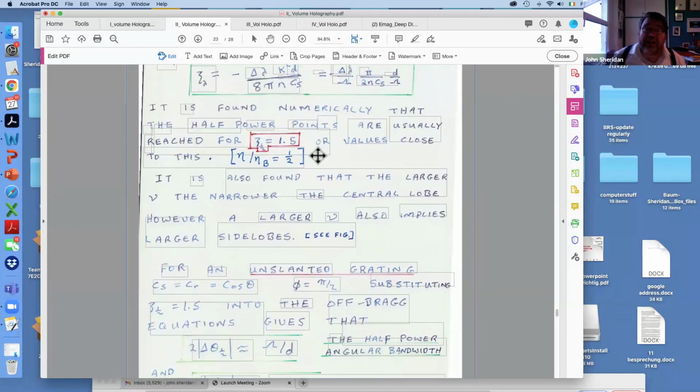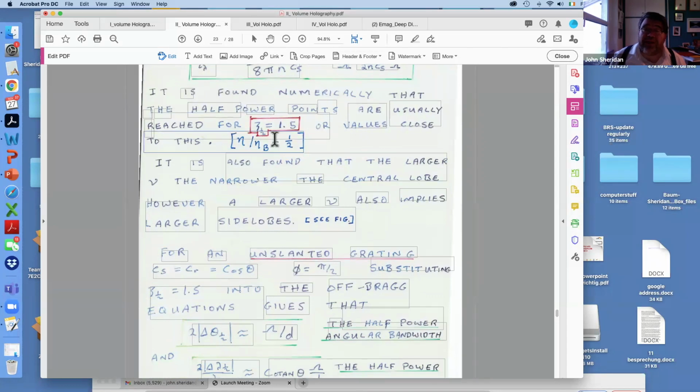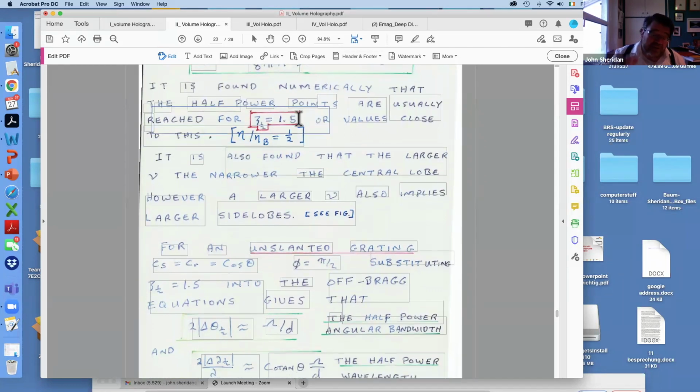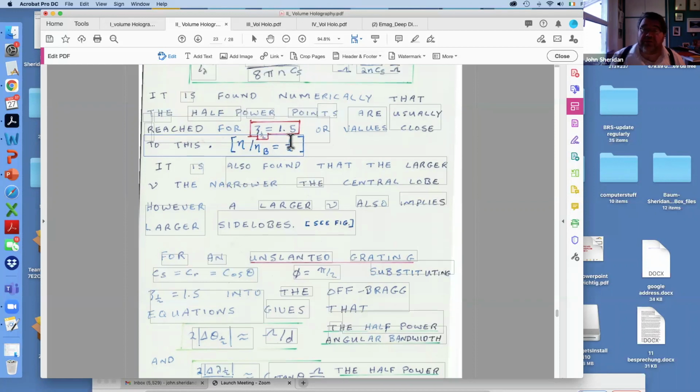It's found numerically that the half power points are usually reached when the off-Bragg parameter is equal to 1.5. The advantage of using this off-Bragg parameter is it generalizes. It sort of normalizes everything for any grating. So you don't worry about wavelength, you don't worry about angle, and in some ways you don't worry about the actual parameters in the grating. You've got a generic, effectively normalized off-Bragg parameter. And if you move off Bragg with a particular grating, independent of its strength, when you hit this zeta value, this off-Bragg parameter 1.5, you're pretty much going to have reached the case when the diffraction efficiency divided by the on-Bragg diffraction efficiency is equal to a half. It's a pretty good value. It's a good engineering result.